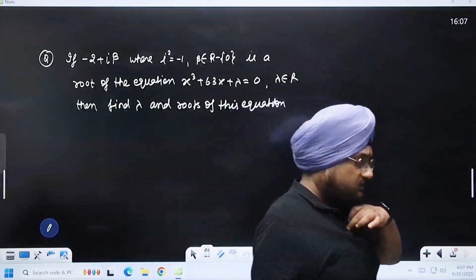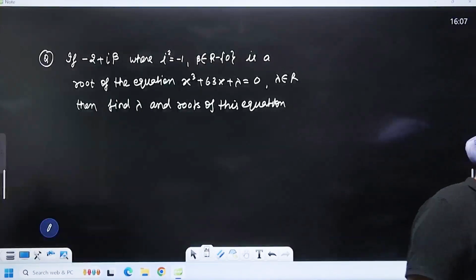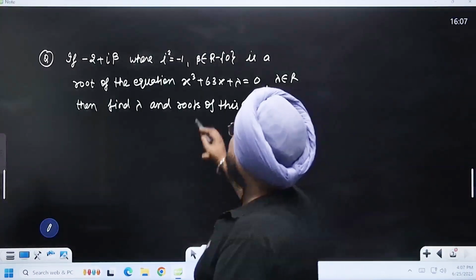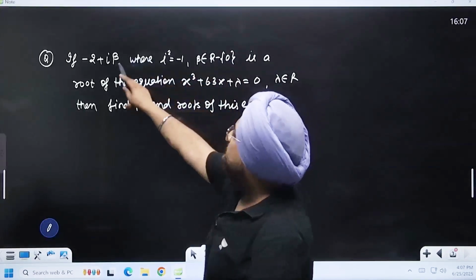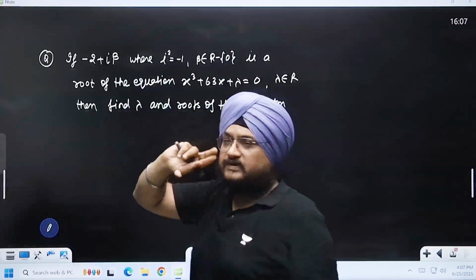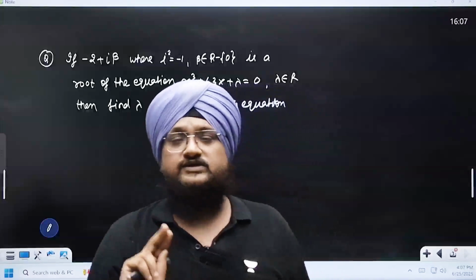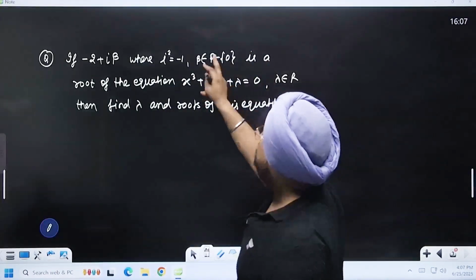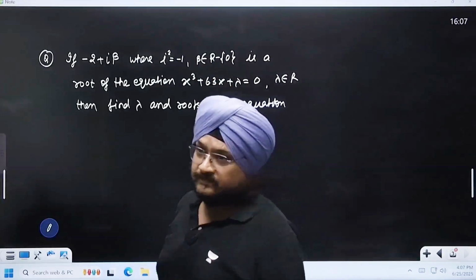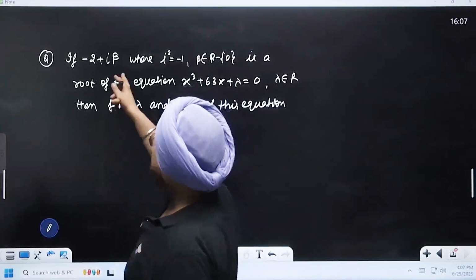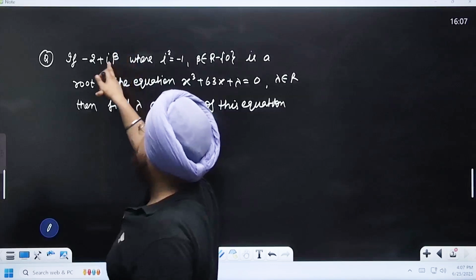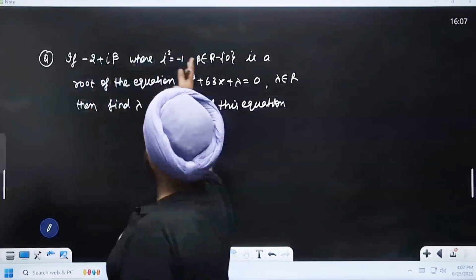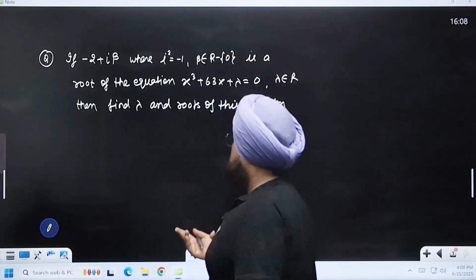Okay, so this is a similar problem. Given that β is a real number, obviously if p plus iq is a root, then p minus iq is another root, where p and q are real numbers, and it is also given that β is a non-zero real number. Why non-zero? If β is 0, then minus 2 plus i0 is minus 2, and minus 2 is a root of this equation.